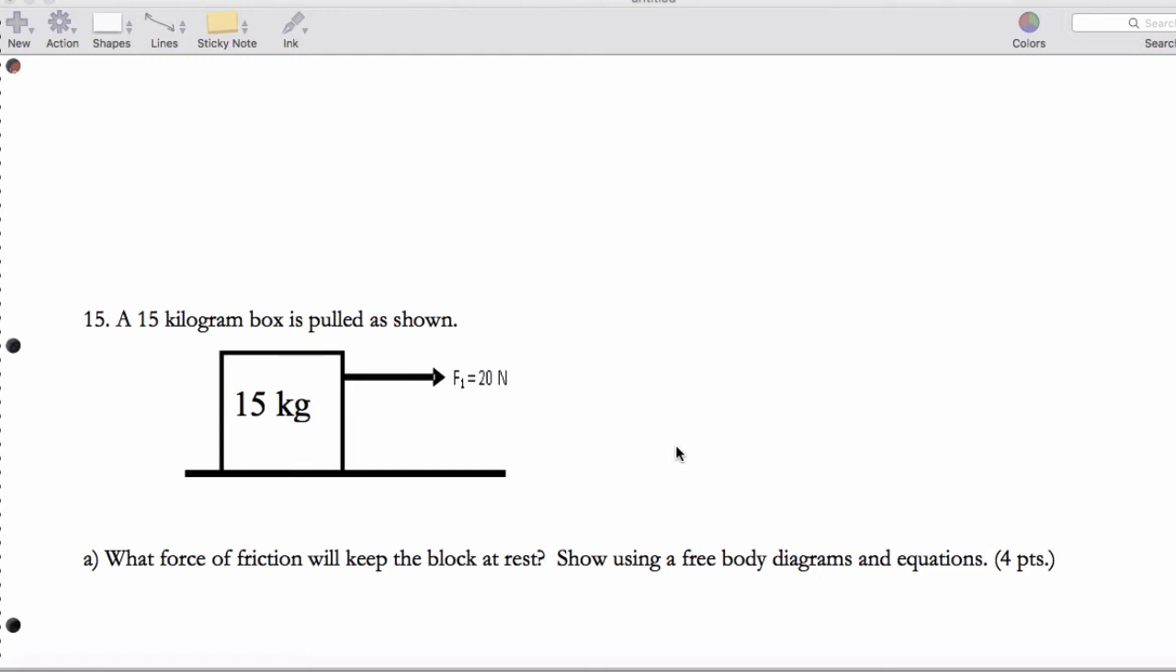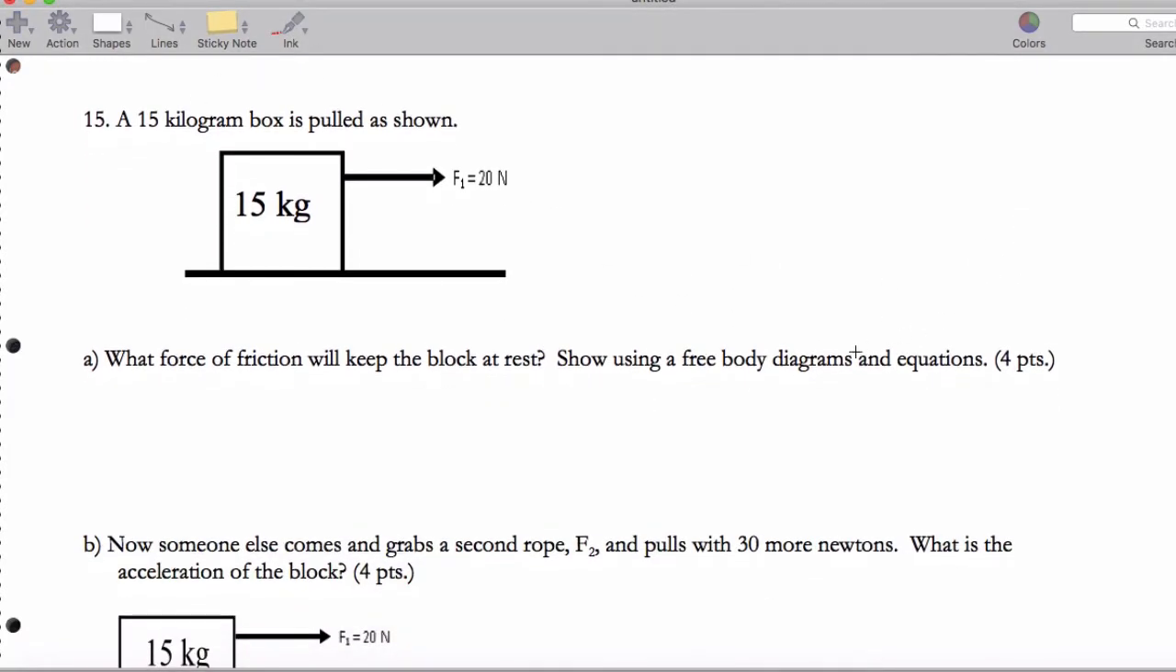All right, problem number 15. Okay, a 15 kilogram box is pulled as shown. What force of friction will keep the block at rest? And I say show using a free body diagram and equations.